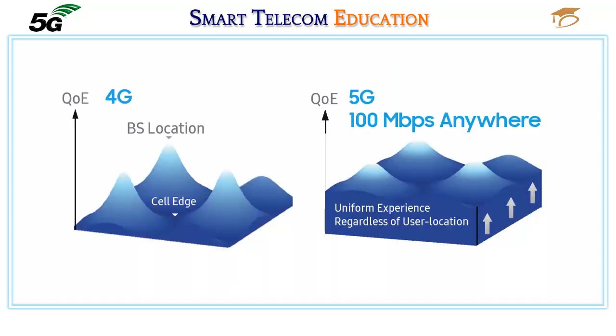Area traffic capacity is the total traffic throughput served per geographic area, in megabits per second per square meter. The target value for area traffic capacity in downlink is 10 megabits per second per square meter in the indoor hotspot, eMBB.